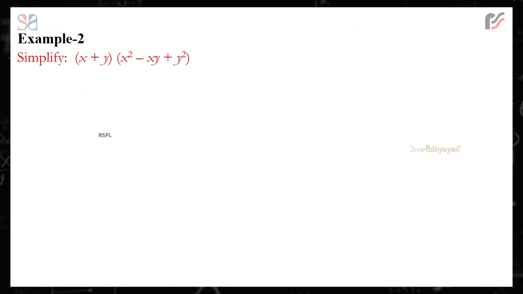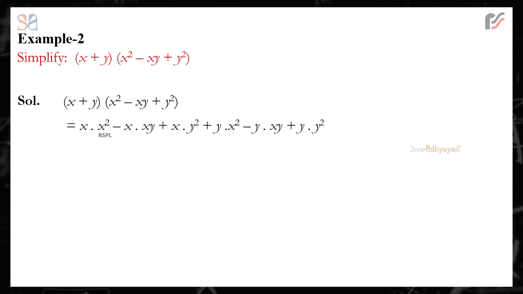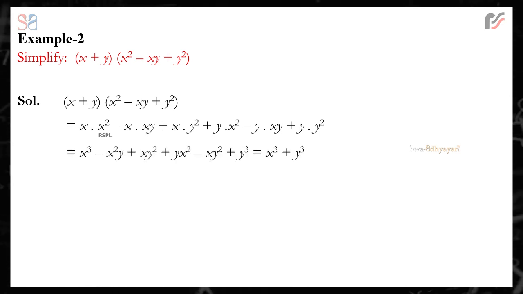Example 2. Simplify (x + y) into (x² − xy + y²). Solution: (x + y) into (x² − xy + y²), which is equal to x into x² minus x into xy plus x into y² plus y into x² minus y into xy plus y into y², which is equal to x³ minus x²y plus xy² plus yx² minus xy² plus y³, which is equal to x³ plus y³.